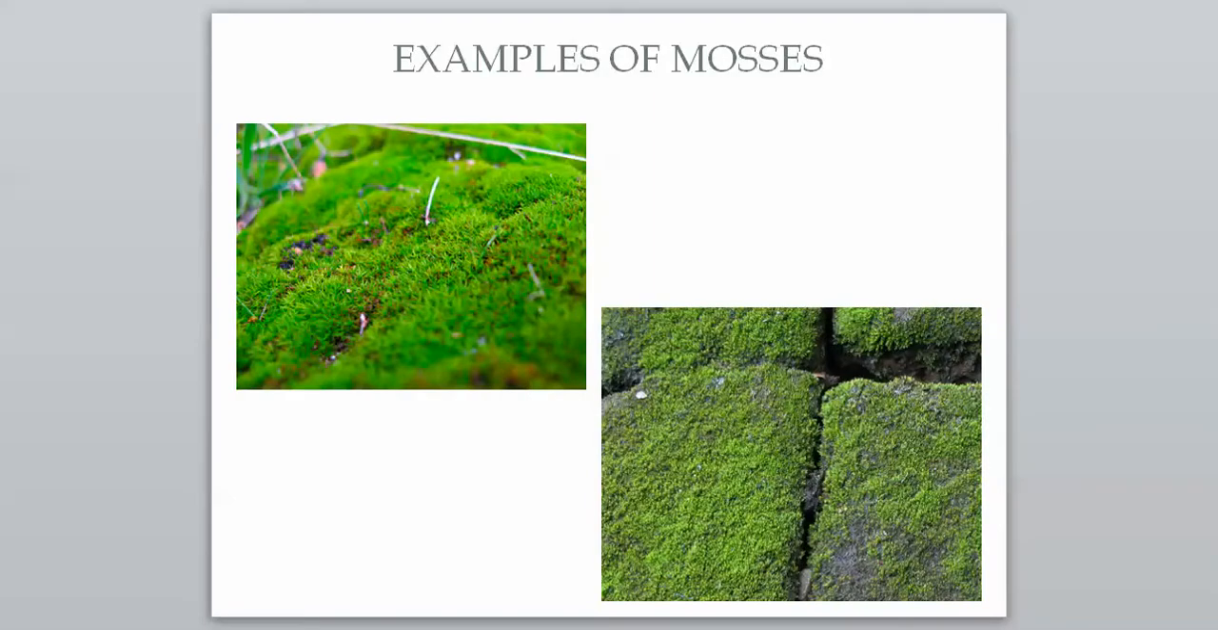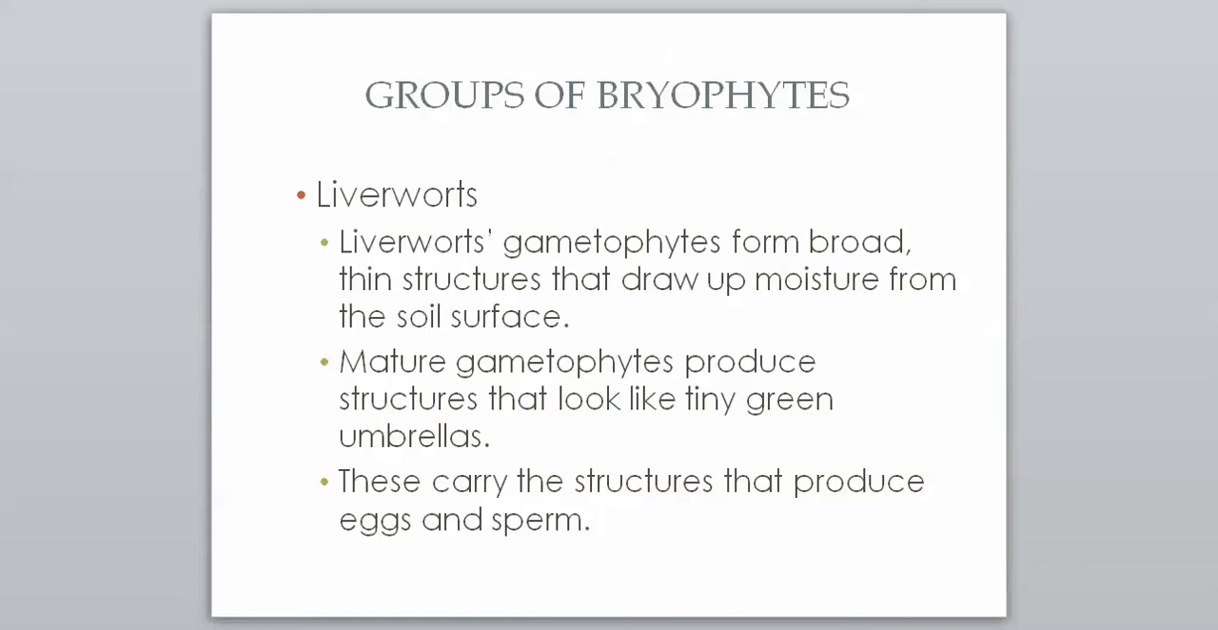And then our second group are the liverworts. These are less common than moss. We don't really have these too often around here. So the gametophyte stage of the liverworts form broad, thin structures that draw up moisture from the soil surface. Mature gametophytes produce structures that look like tiny green umbrellas, and these carry the structures that produce the egg and the sperm.